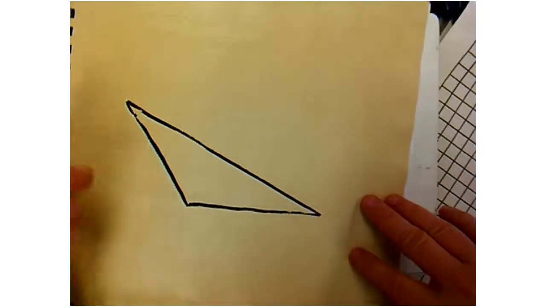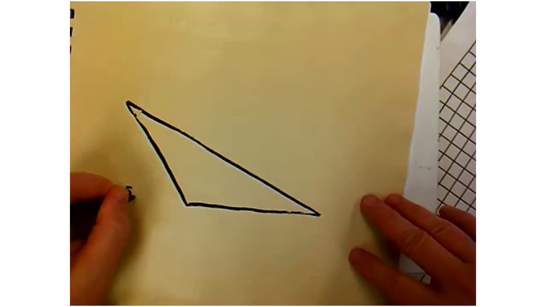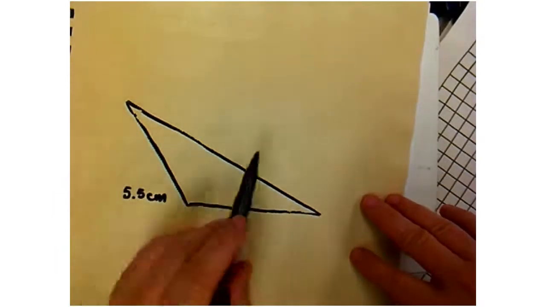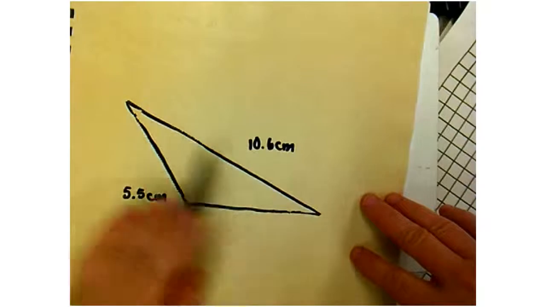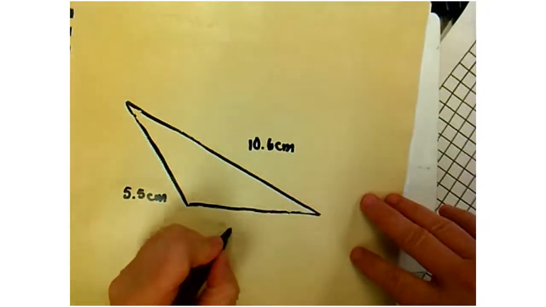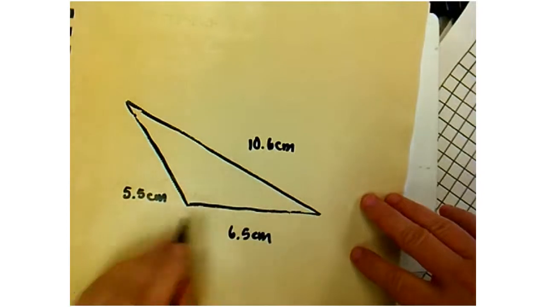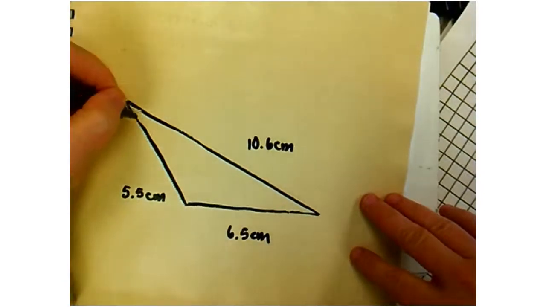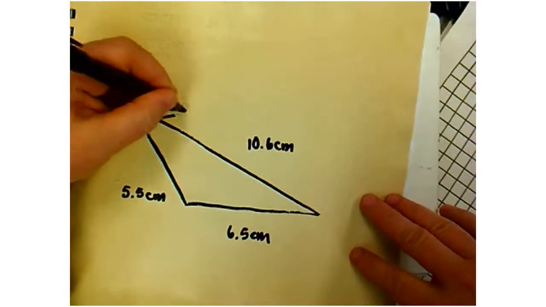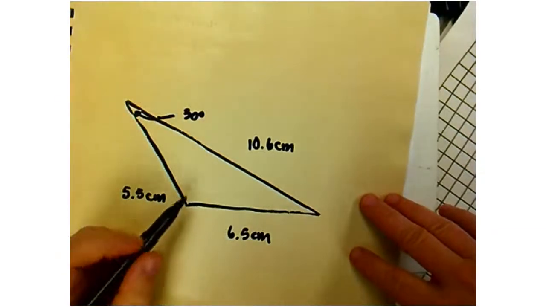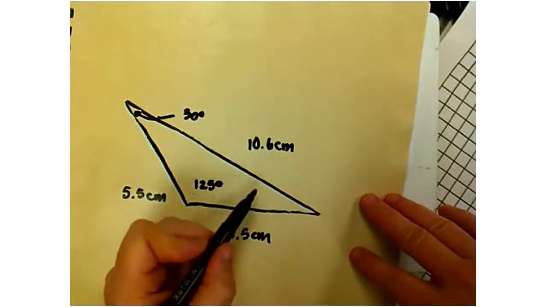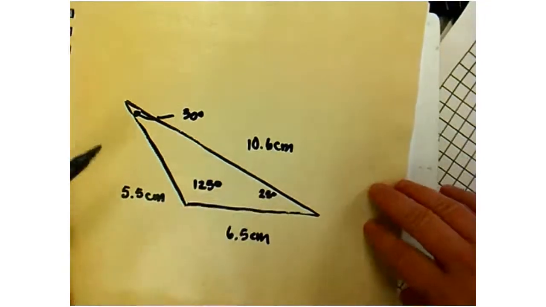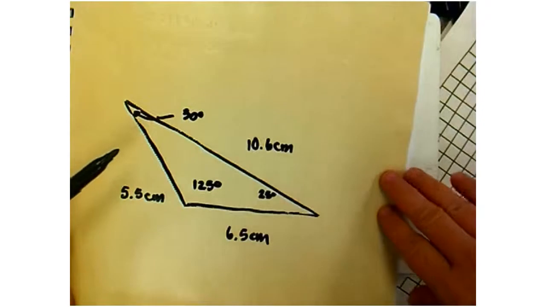Now notice they have some measurements for the sides on this. They actually give us some units. 5.5 centimeters for the left side, 10.6 centimeters for the kind of top right side, and 6.5 centimeters for the bottom side. And then they give you your angle measures. The top vertex is 30 degrees. The bottom left vertex is 125 degrees, and the bottom right vertex is 25 degrees. So what kind of triangle is this classified by its angles?